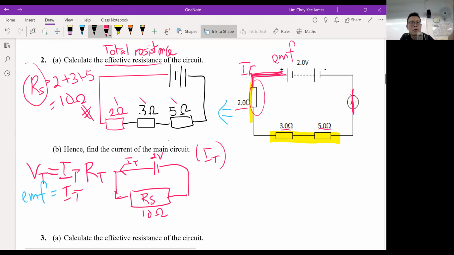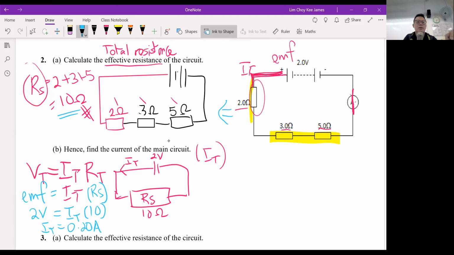So RT, how about RT? RT you know already. RT is found in your part A, which is your RS. So here you have a simple math: you look at 2 volts, IT, RS will be 10. So IT will be a simple division of 2 divided by 10. It will be 0.20 ampere.